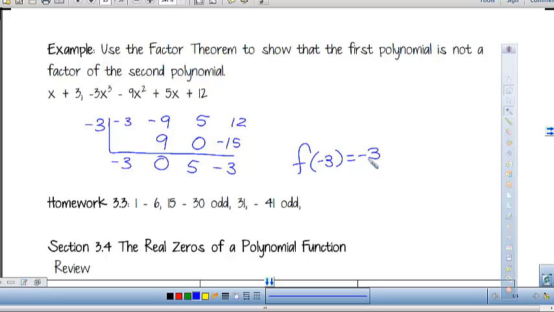Does not work. That's right. It says use the factor theorem. So I would say because there's a remainder of -3, then -3 is not a factor, or x plus 3 is not a factor. Okay?